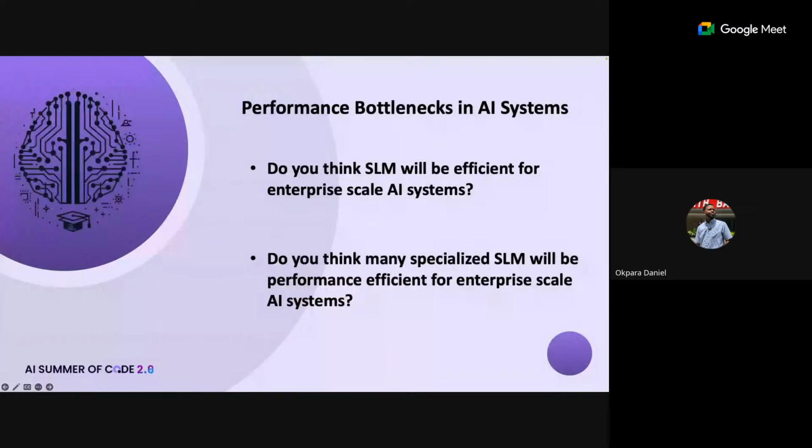I think small language models will be efficient for enterprise scale AI systems. Why? Because the SLM behind it is small, so it can be specific to a task. It can be a range of tasks, but they are not so large, so you can make them more specific to do some specific kind of tasks, right?